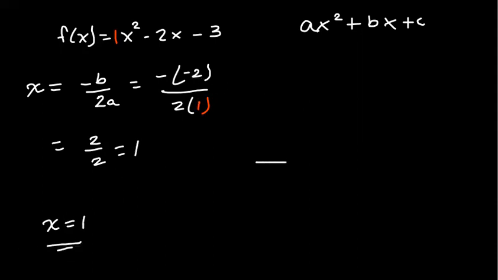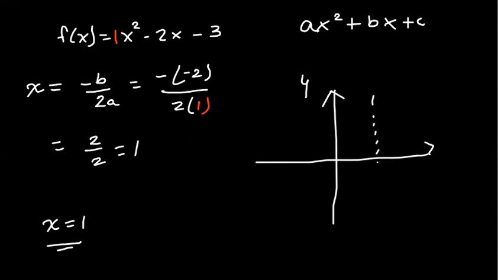Now, what does that mean? That means, and this is just a sketch right here, if this is 1, this line right here is going to divide my parabola in 2. Hence, it's my axis of symmetry. X is equal to 1 is my axis of symmetry. Okay. All right, let's proceed.